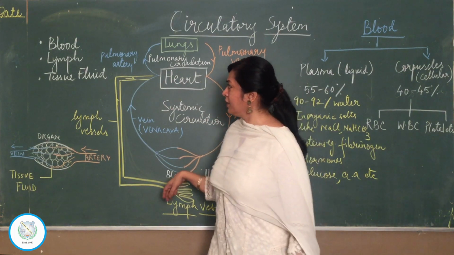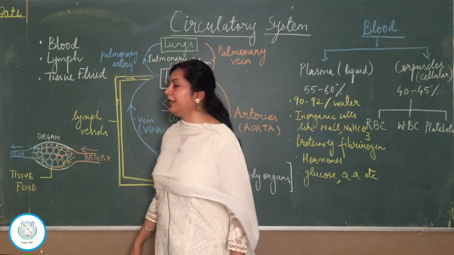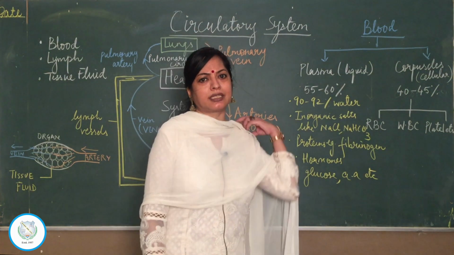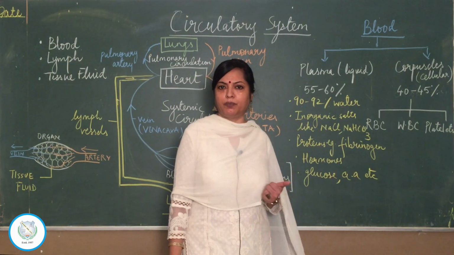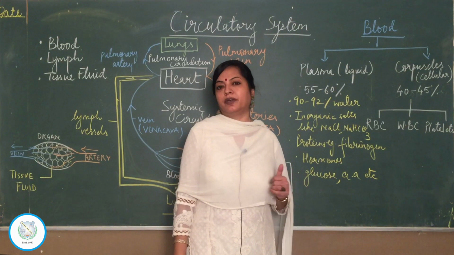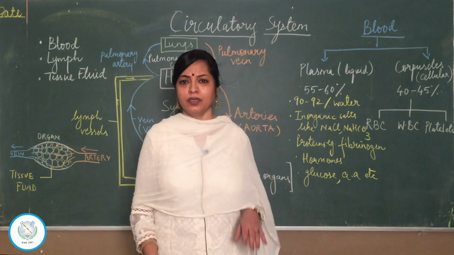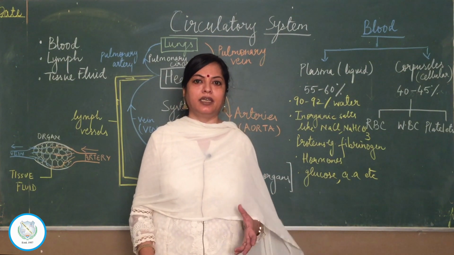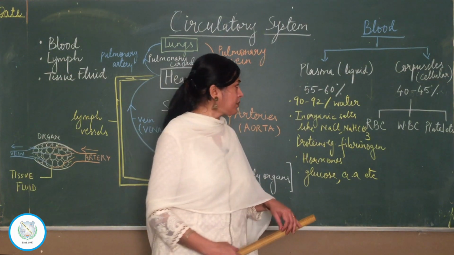Now we will begin with the first principal circulating fluid in our body, and that is blood. Blood, like I told you, is slightly alkaline in nature with a pH of 7.3 to 7.4. It is deep red in color due to the presence of a pigment called hemoglobin in its red blood cells. So it is deep red in color, slightly alkaline and saltish to taste.